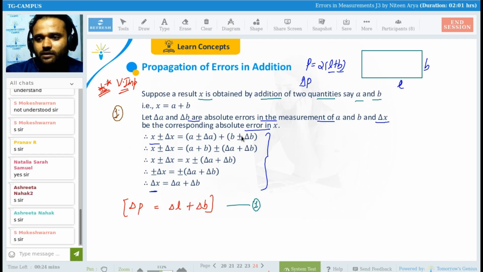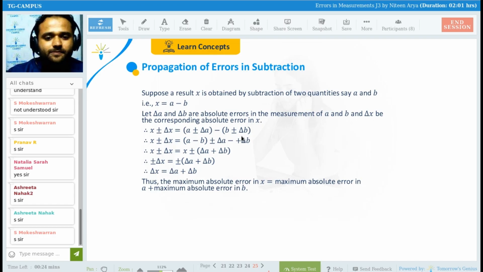Clear na? Okay. Clear then. Then moving ahead, error in subtraction. Now, even if it is a subtraction, even if you're going to get any particular thing as a subtraction or as an addition, the error is going to be added down both the time. So that is the simplest thing.